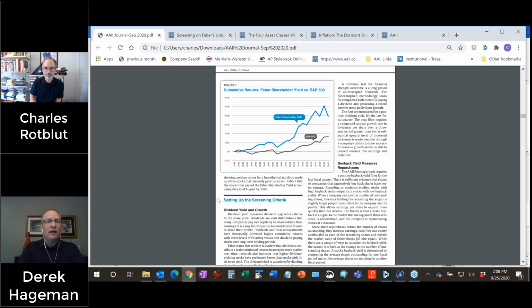So setting up the screening criteria, dividend yield and growth. So we looked for dividend yield. Dividend yield measures dividend payments relative to share price, and dividends and their reinvestments. We thought this is an important characteristic because dividends and their reinvestments have historically provided higher cumulative returns with lower levels of volatility versus non-dividend paying stocks, and this was over the long term.